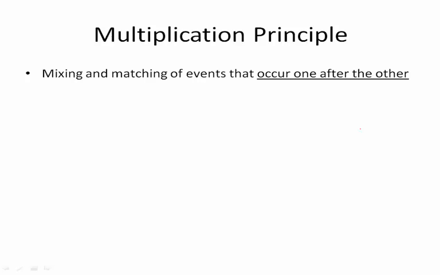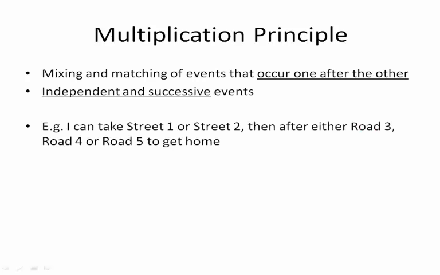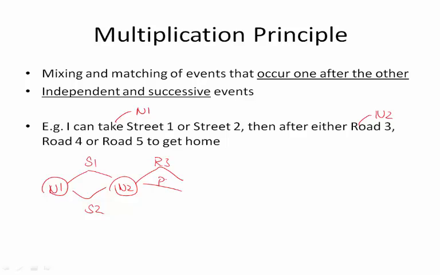It is a mixing and matching of events that occur one after the other. And these are typically known as independent and successive events. I can take street 1 or street 2, then after either road 3, road 4 or road 5 to get home. Now in this example, think of it as having two decisions to make at node 1 and at node 2. At node 1, we have a total of two decisions, which is either street 1 or street 2, which leads us to node 2, where we have road 3, road 4, and road 5. That leads us to the endpoint.